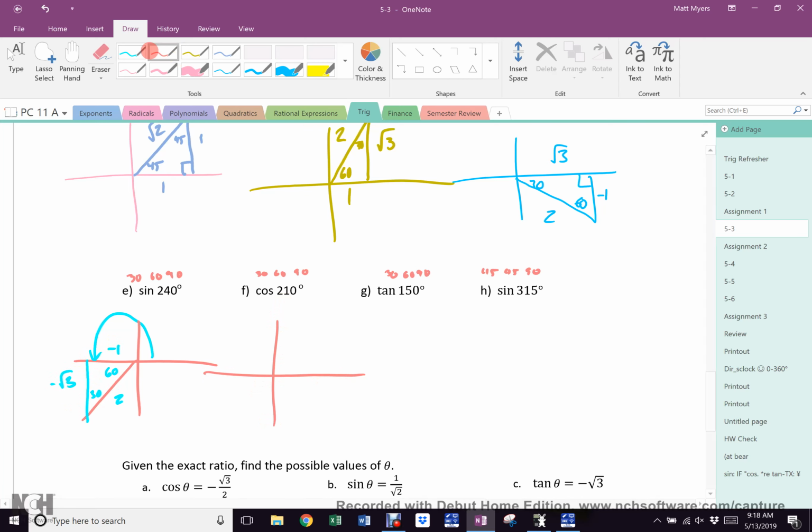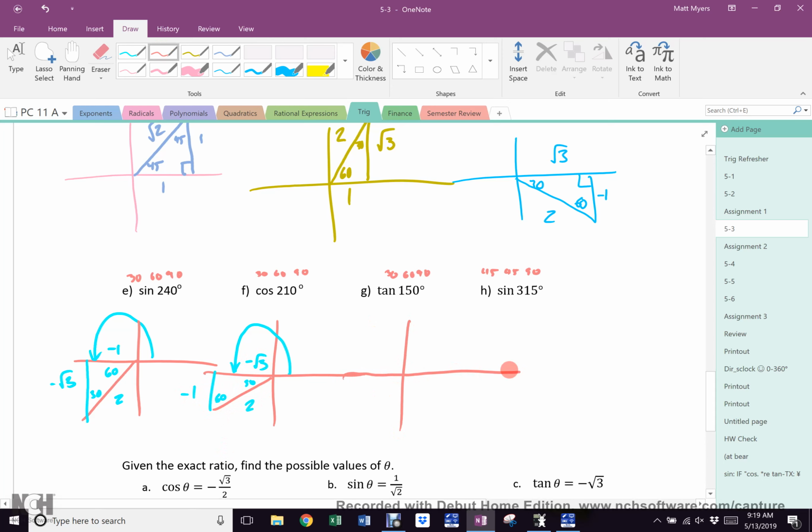Where's 210? Down here, yes? What's that? 180. So what's this? 30. So what's this? Across from 60 now. -√3. What's this? -1. What's this? 2, because the hypotenuse is always positive. 150.